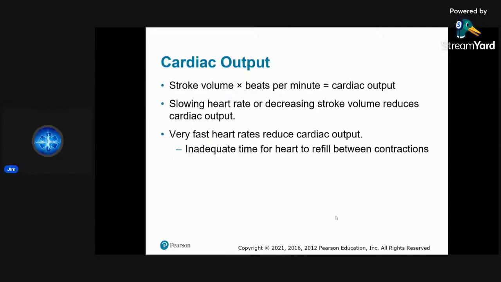Let's talk about cardiac output. It's stroke volume times the heart rate that will give you your cardiac output. So if the rate slows or stroke volume decreases, it'll reduce the output. And the same way, if we've got a very fast heart rate, that'll reduce it because it won't give the chambers time to fill up with blood to squeeze it out. So it'll reduce your output.